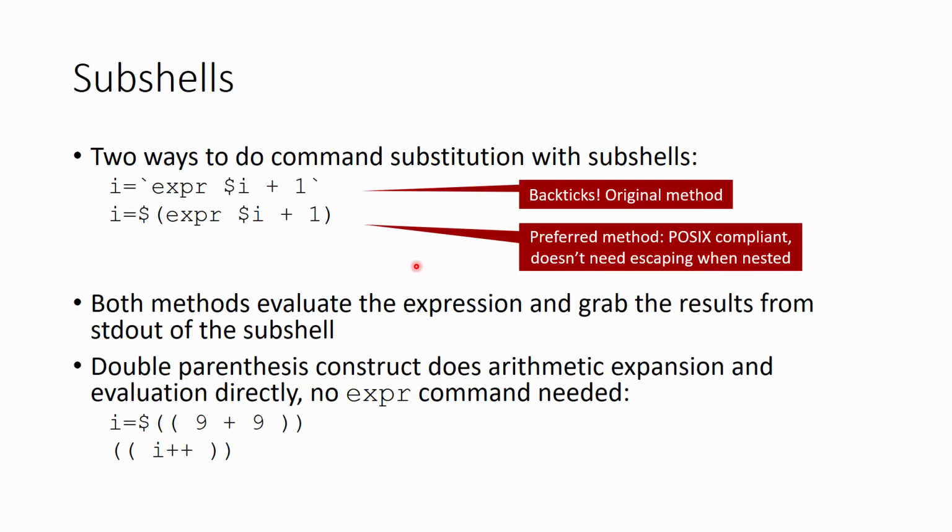So in the example we had before, where we're trying to increment things, we can do it in one of two ways. The old school way is with backticks. This is the original method for doing this. And the backticks say, evaluate what's inside here and return it as text. And when that's done, continue on, and that will then get stuffed into I.